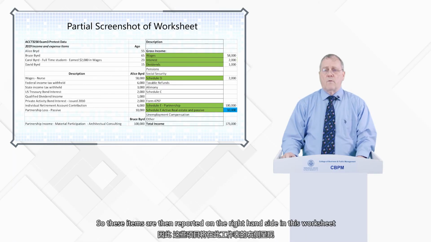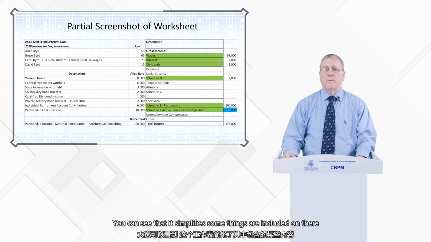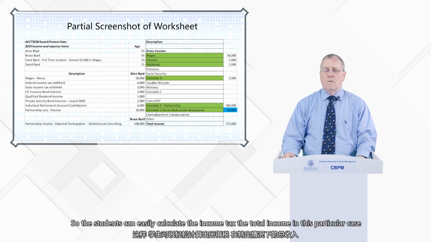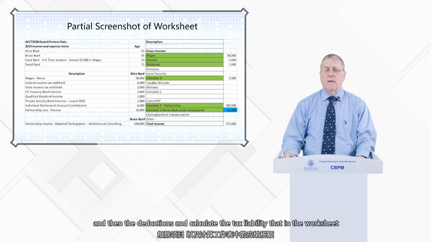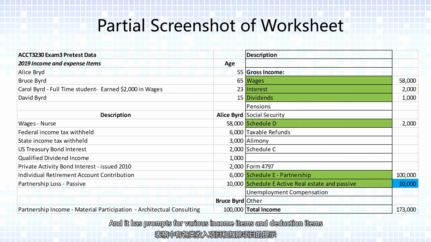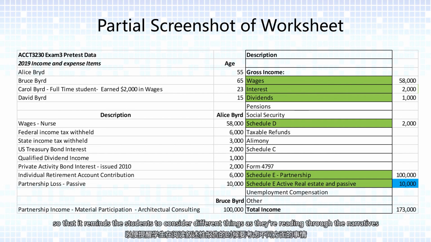So these items are then reported on the right-hand side in this worksheet. You can see that it simplifies. Some things are included on there, they're taxable, and some things are excluded or exempt from income tax and they're left off. So the students can easily calculate the total income in this particular case, and then the deductions, and calculate the tax liability at the end of the worksheet. This particular worksheet is about 2 pages long, and it has prompts for various income items and deduction items so that it reminds the students to consider different things as they're reading through the narrative.